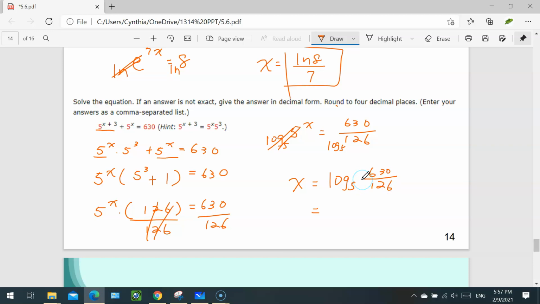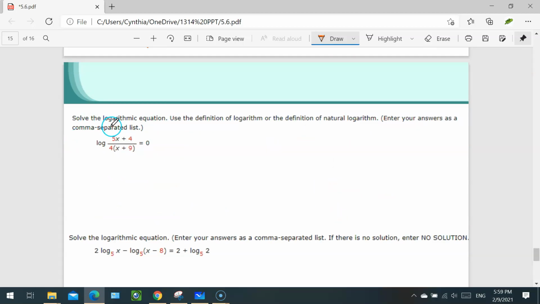Now you can input this number into the calculator. Then it gives me the 1. This is an exponential equation, so 1 is the solution. You don't need to do the test. So now we solve for this equation.